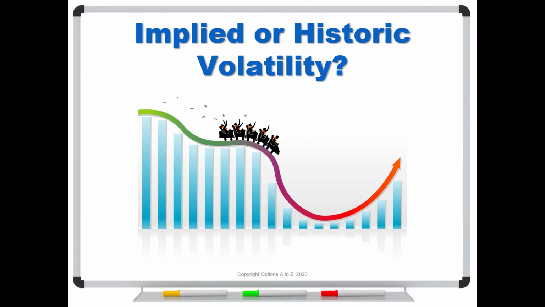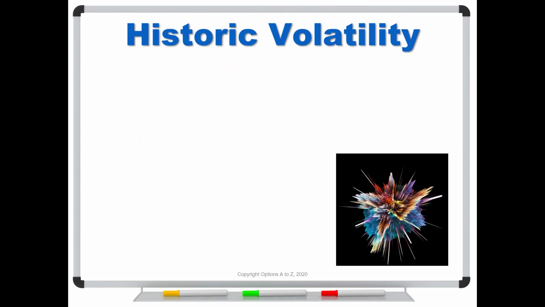I've seen a number of people talking about implied versus historic in our group here, and especially should I be comparing implied volatility to historic volatility or implied to implied? And what's the difference and why does it matter? Well, first of all, let's do a quick review of historic volatility.